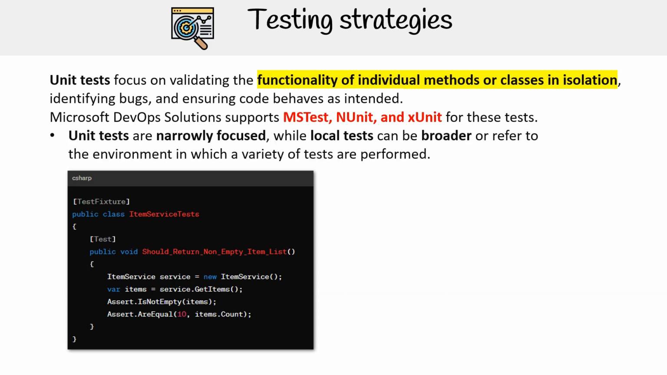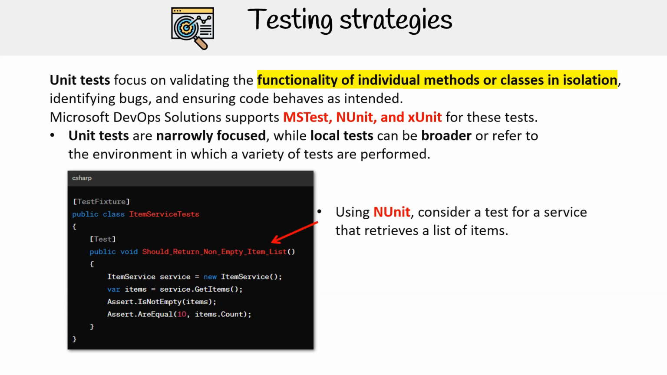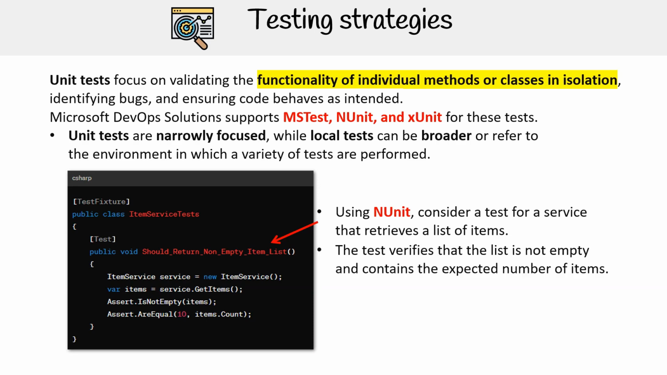Unit tests are narrowly focused, while local tests can be broader or refer to the environment in which a variety of tests are performed. Using NUnit, consider a test for a service that retrieves a list of items. The test verifies that the list is not empty and contains the expected number of items.